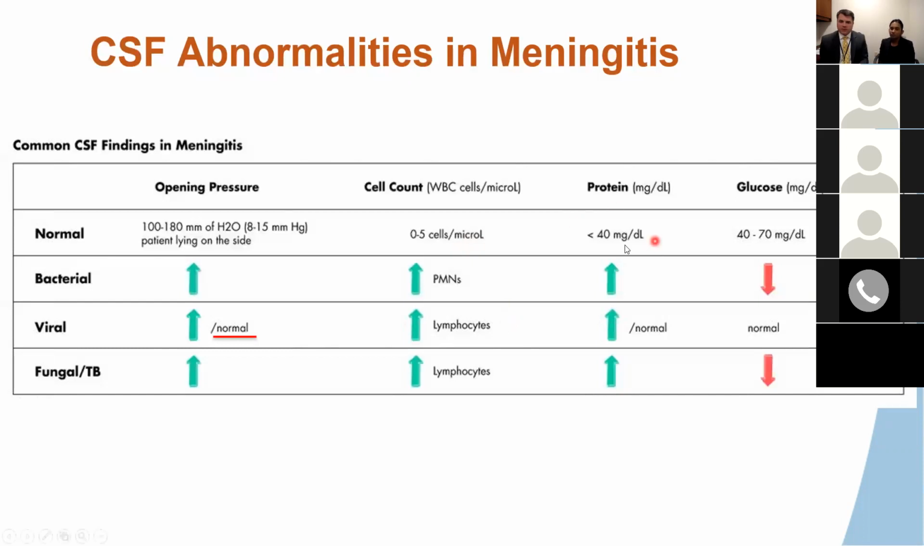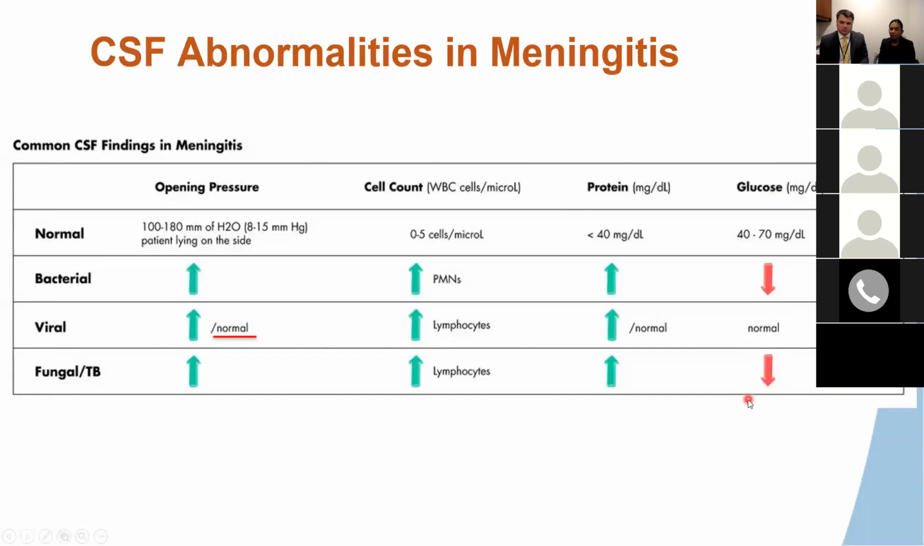And then protein, it can be high with all of them, but especially high in bacterial or fungal meningitis. And I just think that's because there's a lot of bacteria or fungi that have extra proteins in there. I try to simplify things as much as I can. And glucose, the same thing. The bacteria and the fungal or TB organisms are eating that glucose and causing it to be low.